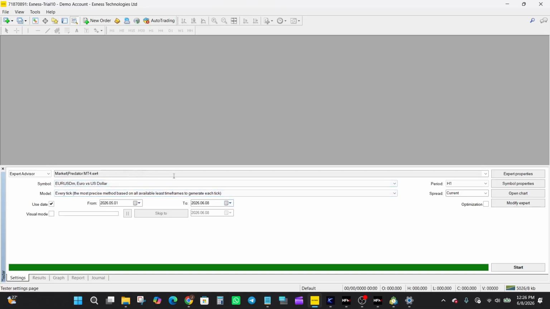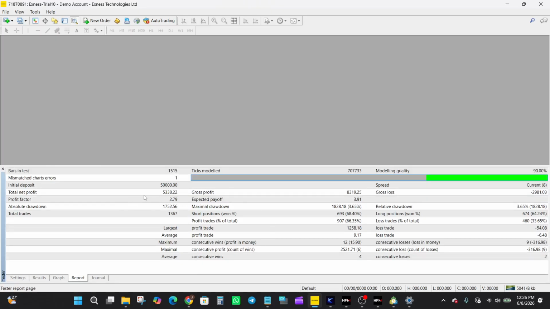So we're testing the Predator EA on Euro USD on the H1 time frame, and I'm just going to run the test over the past month. So it's just about a month and a week. All right, so looking at the report, we can see that from an initial deposit of $50,000, the total net profit made was over 10%, which was about 5,338.22. So that's over 10% of the balance that was made. And total trades taken were 1,367.